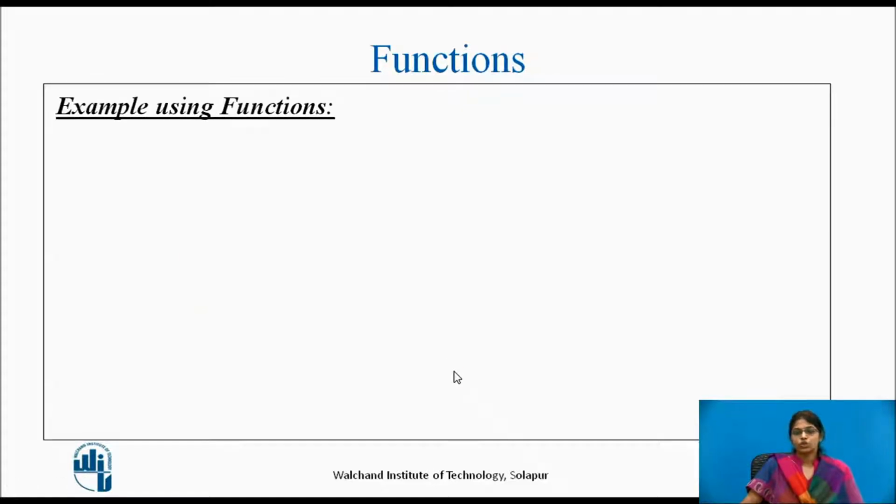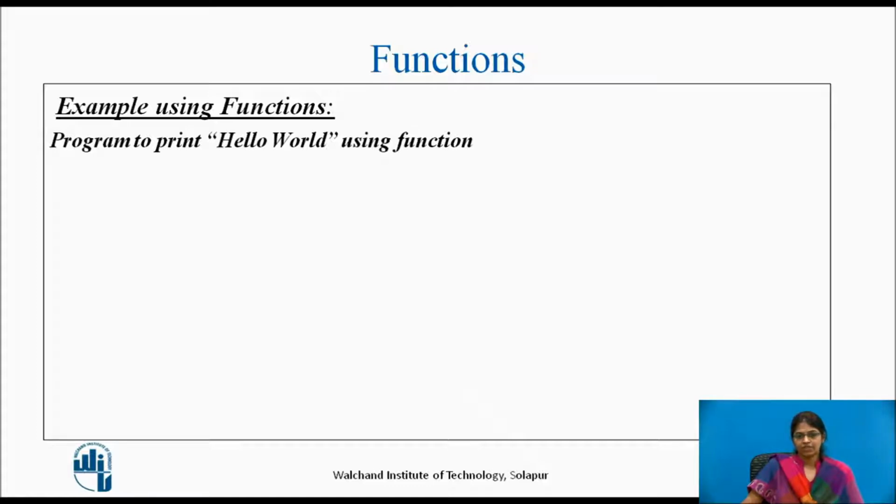Let us see an example using a function. Here is a program to print hello world using a function, which shows how functions are used. Here a function definition is written, which starts with the def keyword. This is the name of the function, called display, and here the parameter list is empty, so it has empty parentheses followed by a colon. After that, we have the body in the function definition, which is printing a message, hello world. So, this part is called the function definition.